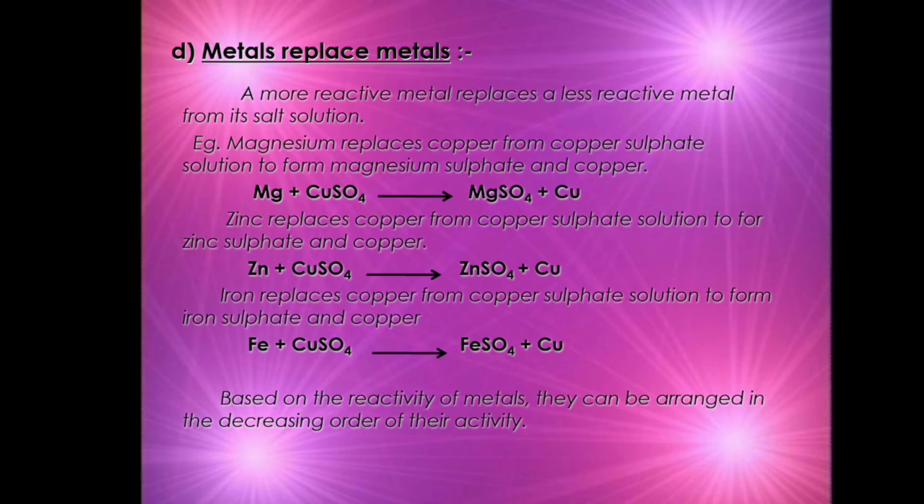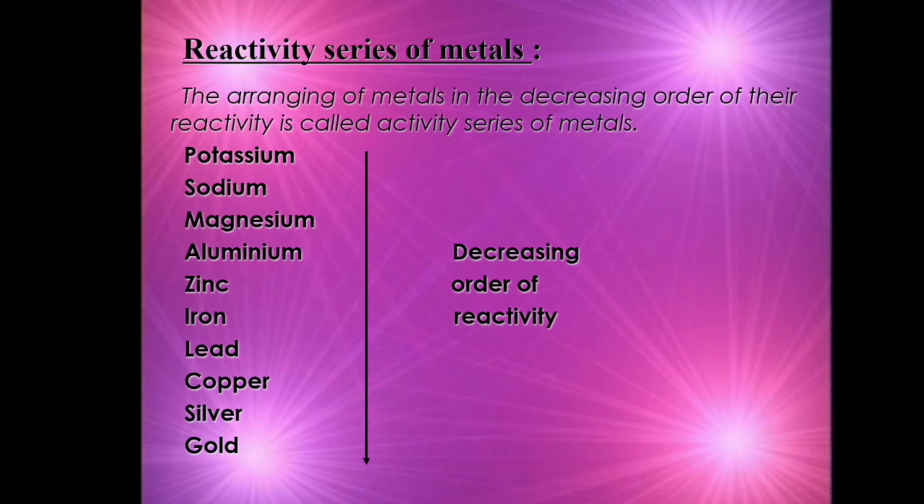Based on the reactivity of metals, they can be arranged in decreasing order of their activity. Here we can see the reactivity series of metals. The arranging of metals in the decreasing order of their reactivity is called the activity series of metals. Here we can see potassium, sodium, magnesium, aluminum, zinc, iron, lead, copper, silver and gold in the decreasing order of reactivity.